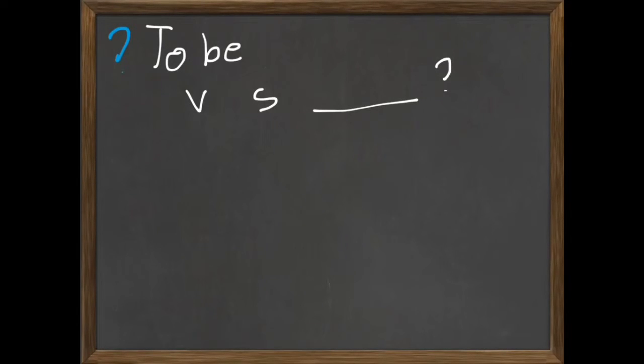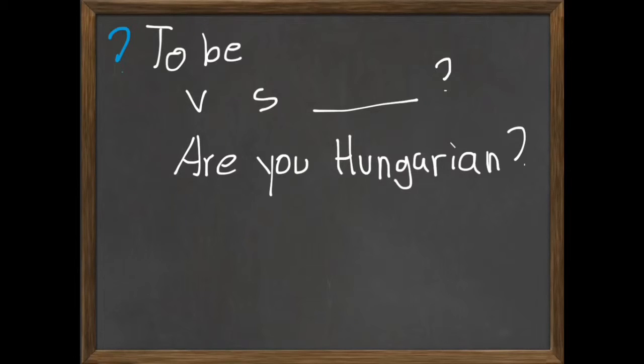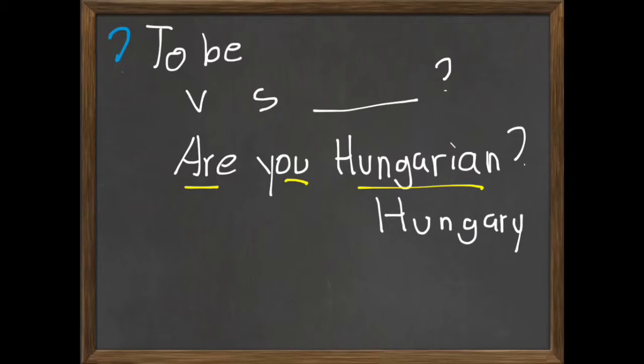Let's look at another example. Are you Hungarian? Are being the verb, you being the subject, and Hungarian being a person who comes from Hungary. Are you Hungarian? Yes, I am.